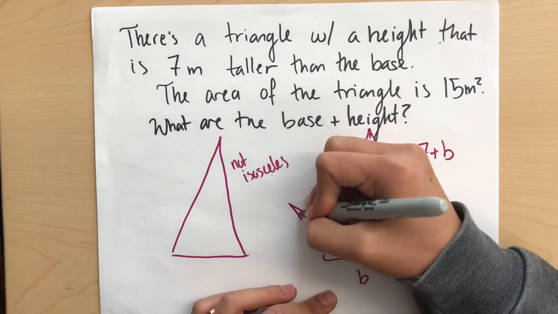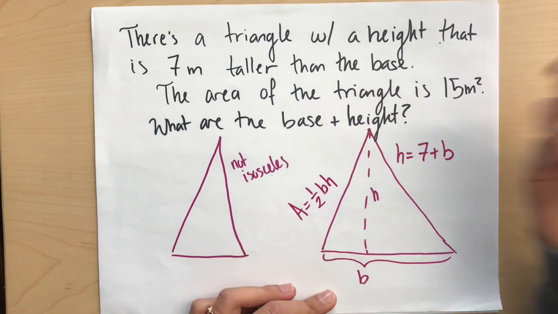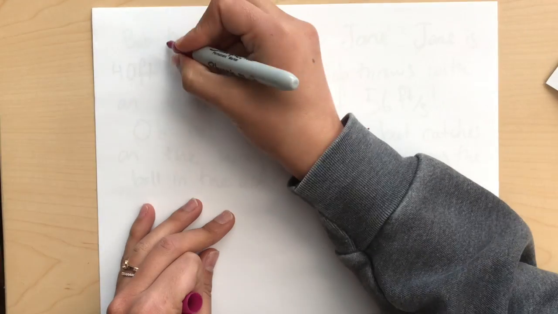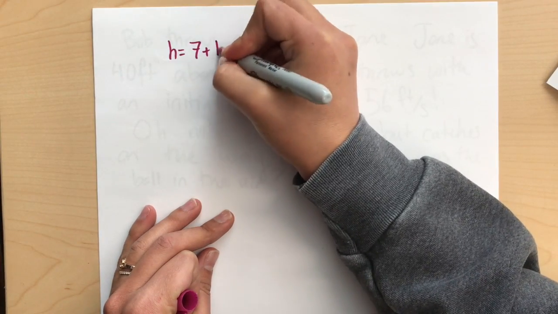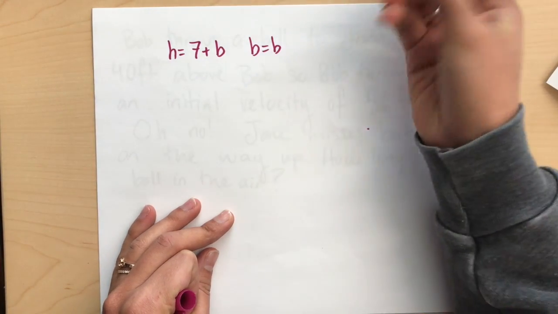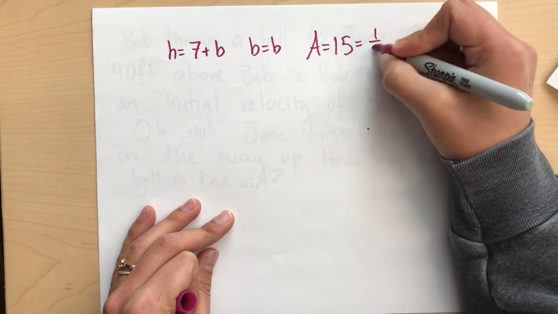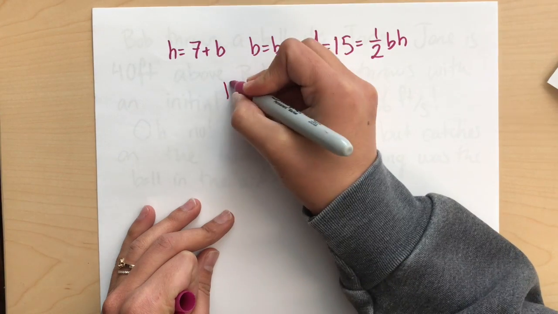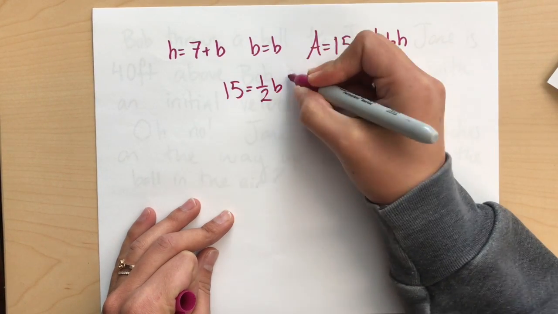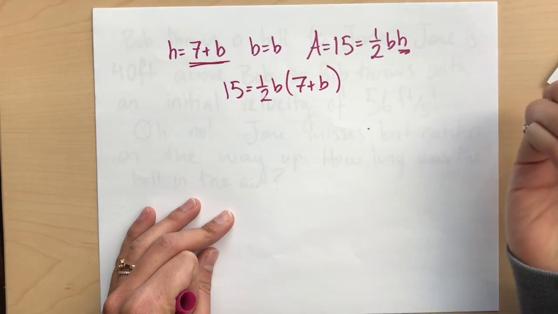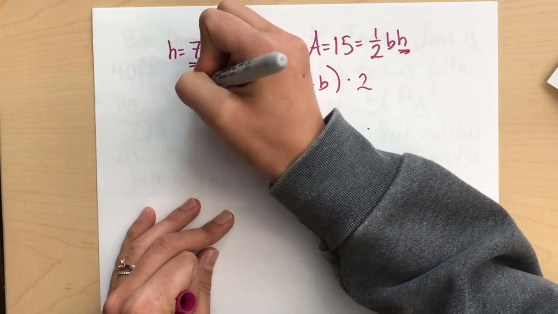I also know that the area of a triangle is equal to 1/2 base times height, if you recall. So what we're going to do is say that height is 7 plus b, base we're just going to keep as b, and then area is equal to 15, that's what's given in the problem, and that's 1/2 base times height. So I'll set 15 equal to 1/2 base times my height in terms of my base, so 7 plus b. And I'm going to solve for this.